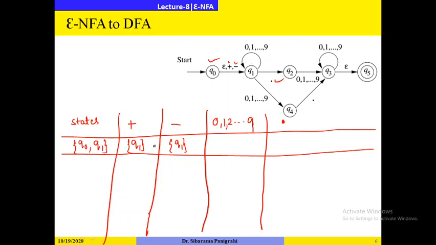Now Q0 Q1 by taking 0 to 9 as input. What is the next state? From Q0 there is no transition on 0 to 9, so here it will be phi. Now from Q0 I have to check what is the next state if I take dot as the input symbol. From Q0 there is no transition for dot. So here I will write phi. So now what is the new state over here? The new state is Q1. So here I will write Q1.